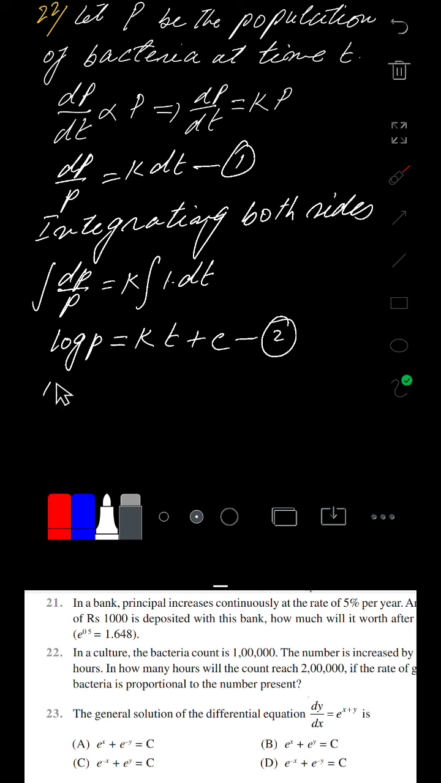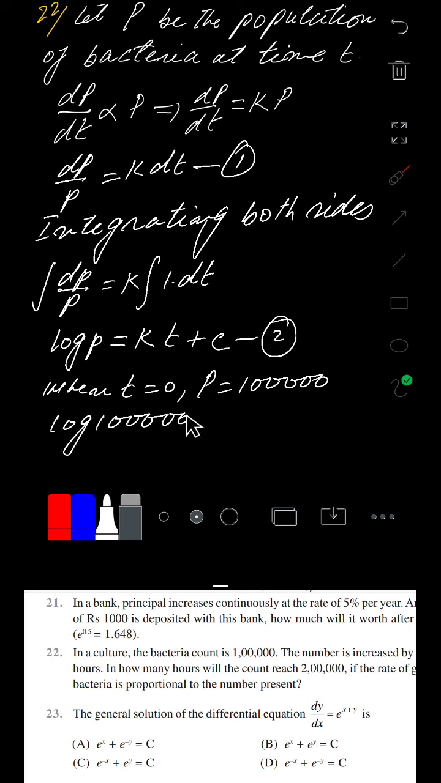When the observation starts, that is at t is equal to 0, the population is found to be 1 lakh. So putting t is equal to 0 and P is equal to 1 lakh in this equation, in order to find the value of c, we get log 1 lakh is equal to 0 plus c, or c is equal to log 1 lakh. Be careful, log 1 lakh is not equal to 5 here because the base is e. Log 1 lakh will be 5 when the base is 10. So let it be equation number 3.